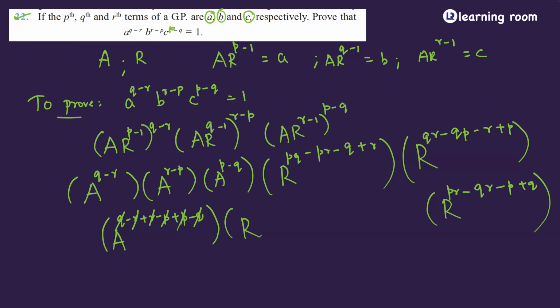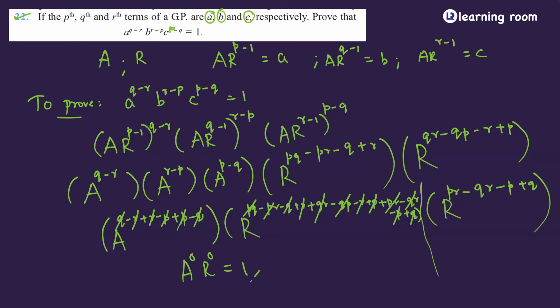In a similar way, here also you will have R raised to the power of, add all the powers. So PQ minus PR minus Q plus R plus QR minus QP minus R plus P plus PR minus QR minus P plus Q. So all this is in the power. So PQ should get cancelled with QP. PQ and QP are same. Similarly, minus PR will get cancelled with plus PR. So minus Q will get cancelled with plus Q. R will get cancelled with minus R. QR will get cancelled with minus QR. P will get cancelled with minus P. So it is A power 0 into R power 0, which is 1. That's it. Right? So this is how we approach.